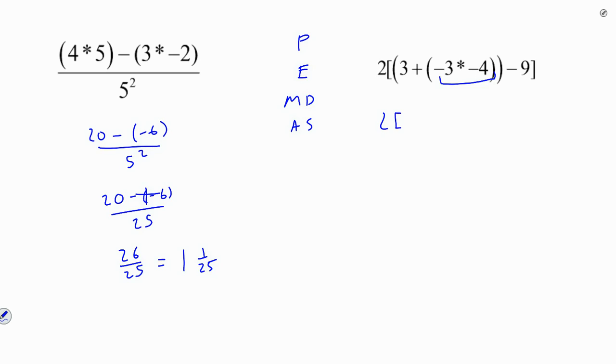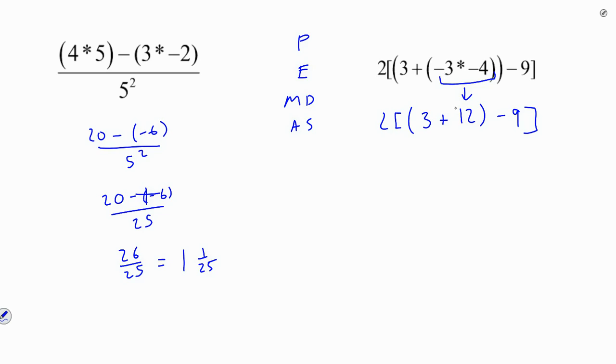So I'm going to rewrite. So I've got 2 parentheses, 3 plus negative 3 times negative 4 is positive 12. So that's where that came from. And notice I'm rewriting everything else exactly like I have it. So I just did negative 3 times negative 4.